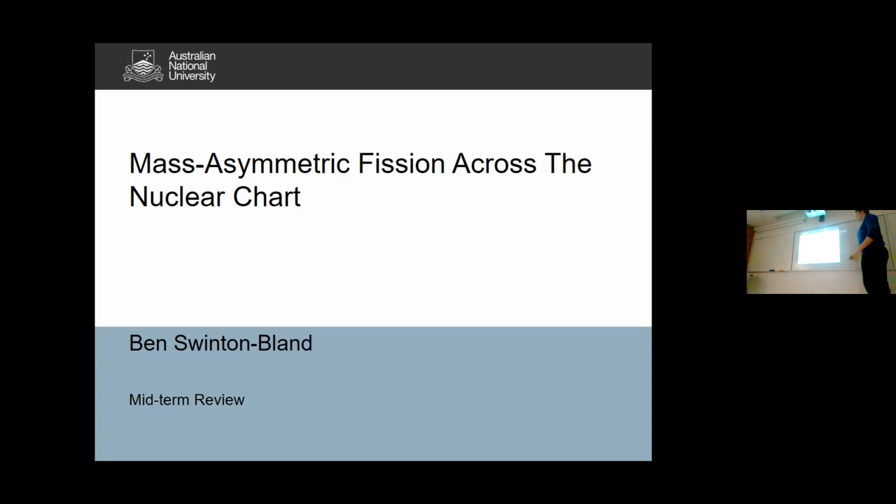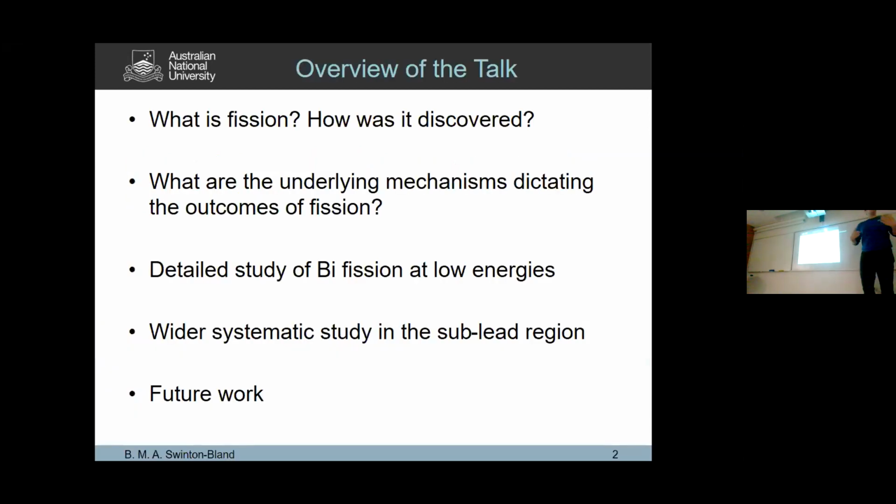Okay, so let's go through an overview of what I want to talk about today. First, what is fission and how was it discovered? I then want to explain the underlying mechanisms that dictate the outcomes of fission, or at least our current understanding of them. Then I'll go through a detailed study of the fission of bismuth nuclei at low energies, which is what I've done as part of my PhD. Then we'll move on to a wider systematic study in the sub-lead region, and hopefully if there's enough time, I'll talk about future work.